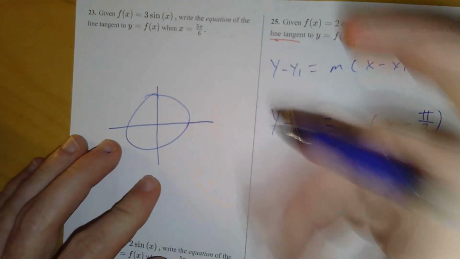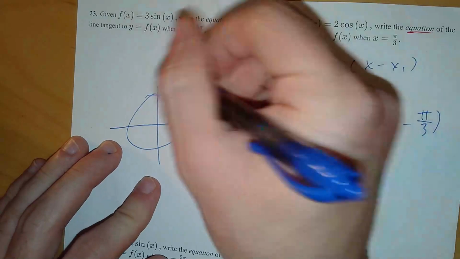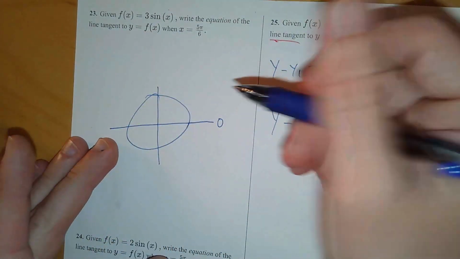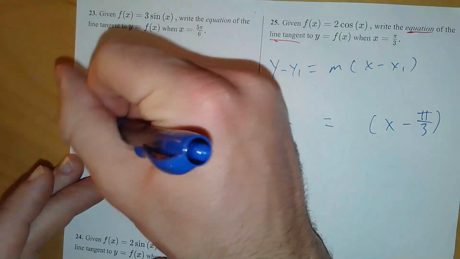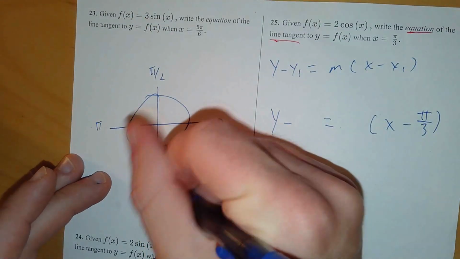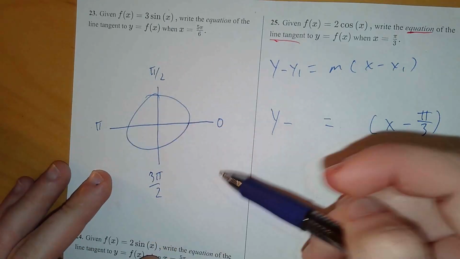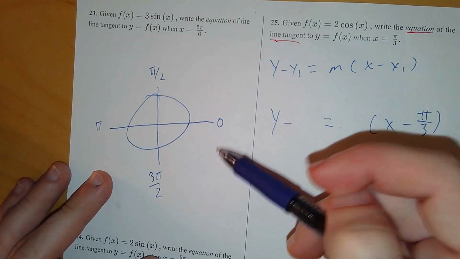Okay, let's draw it. We have 0 right here. Remember, the whole thing is 2 pi. I mean, you have to know some basic things. The whole thing is 2 pi. This is 0. This is pi over 2. This is pi. This is 3 pi over 2. If you can do this, you're off to a good start.